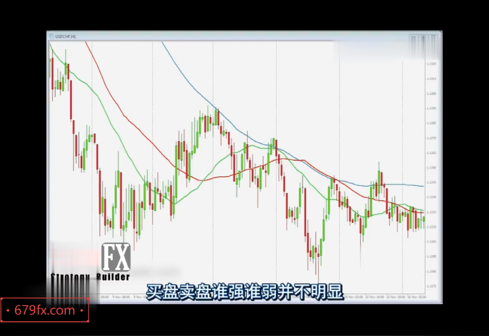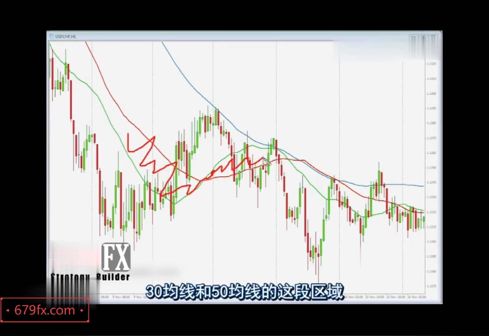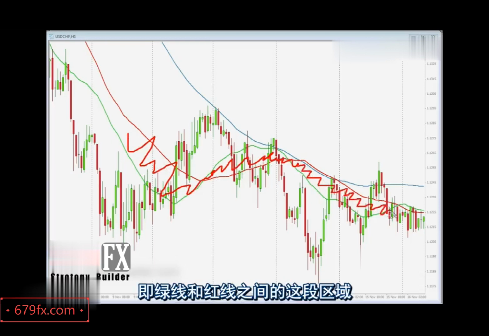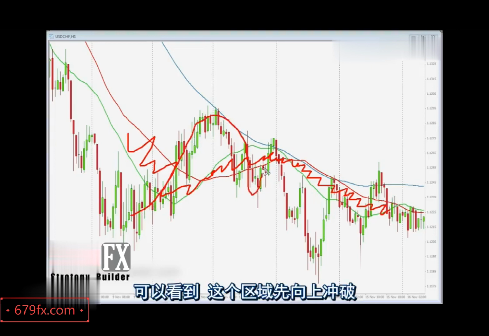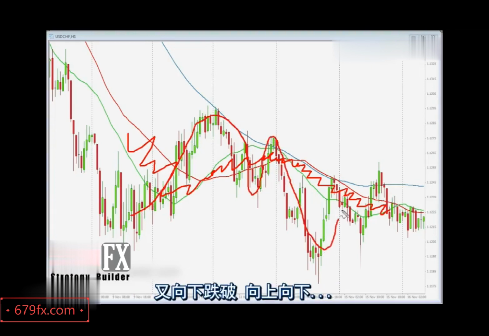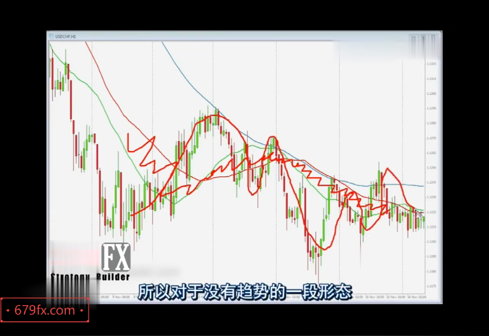There is no particular bias in this chart. Well, in this case, the area between the 30 and the 50, meaning between the green and the red moving average, holds no significance whatsoever. As you can see, this area is being breached up, breached down, breached up, breached down once again, and so on and so forth. It has no relevance whatsoever in non-trending scenarios.